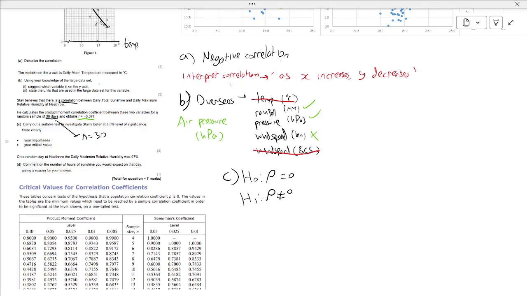And I need a significance level as well. 5% level of significance. Now remember, this is a two-tailed test when you have not equal to in your H1, which means you halve your significance level. So we're looking for a 2.5% significance level with n equals 30.